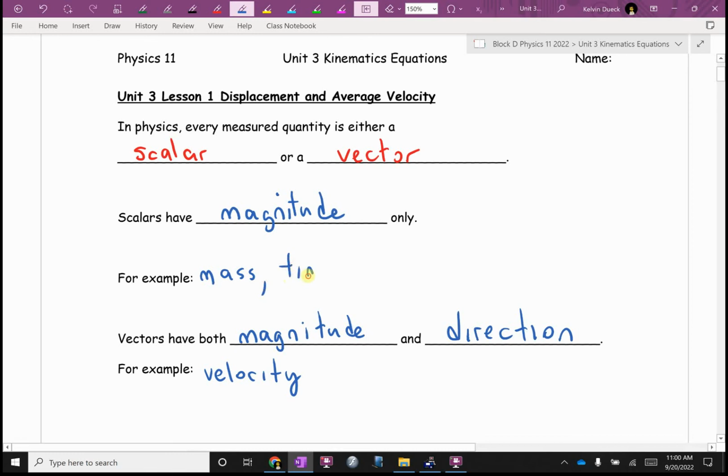Back to scalars. Time is a scalar. How much time has elapsed? 12 seconds west makes no sense. 12 seconds. Acceleration is a vector. If you're accelerating forwards, usually you're speeding up. If you're accelerating backwards, usually you're slowing down. Makes a difference.